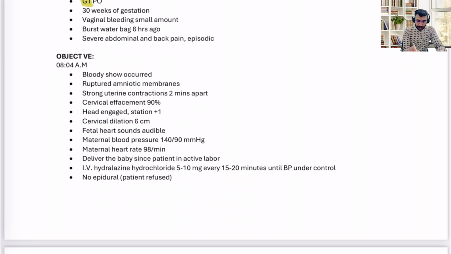This G1P0 is important, as she's a primigravida presented at the 30th week, definitely important. We will write a summary of all of them. Then progression of labor remained uneventful, but I'm not going to write all of it. Other than that, we need to write that maternal blood pressure 140/90 is important, and for that we have given IV hydralazine hydrochloride 5 to 10 mg every 15 to 20 minutes until BP under control.